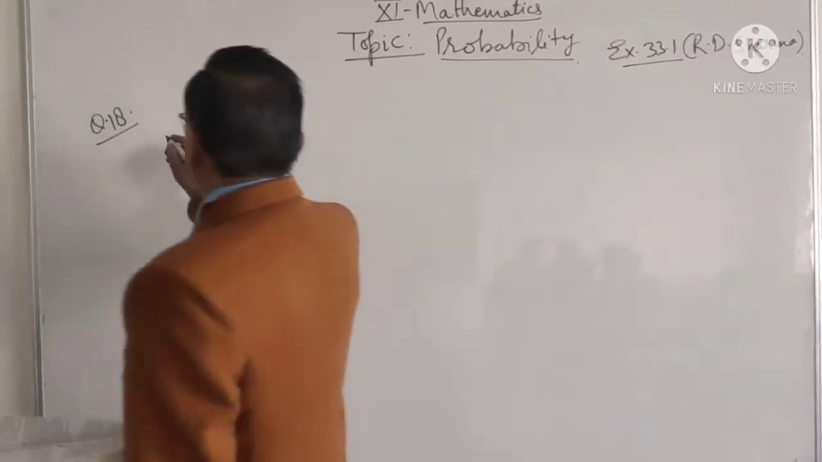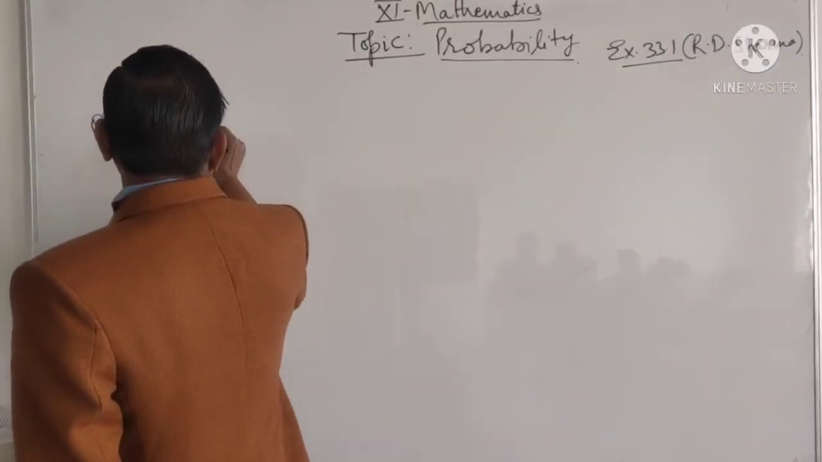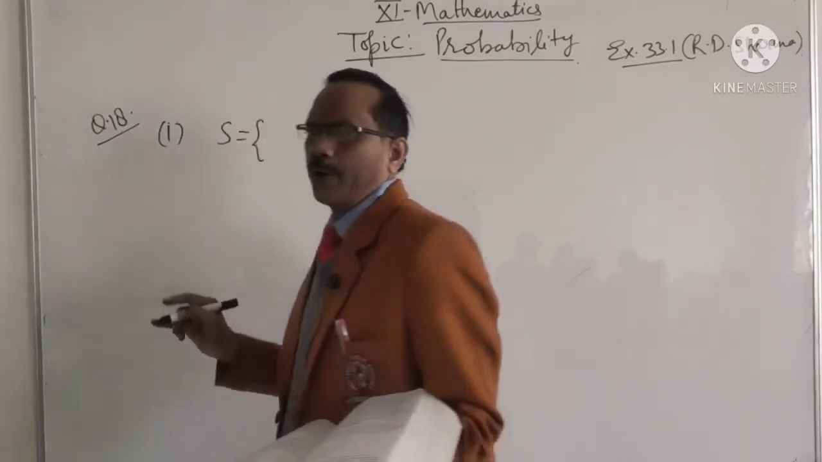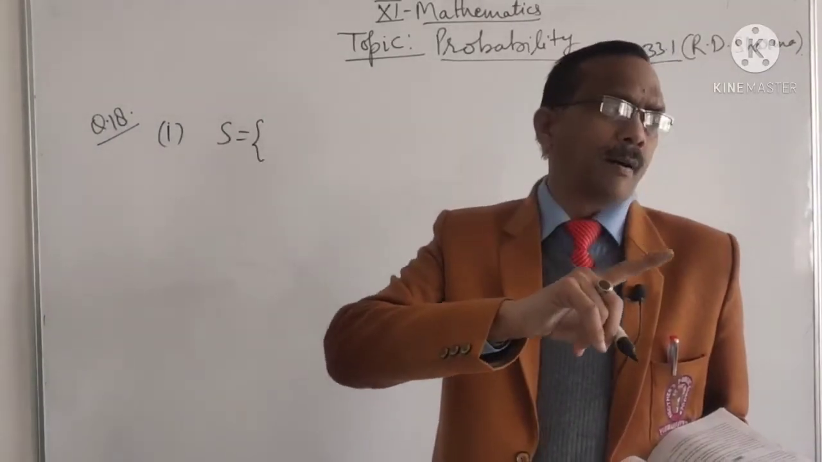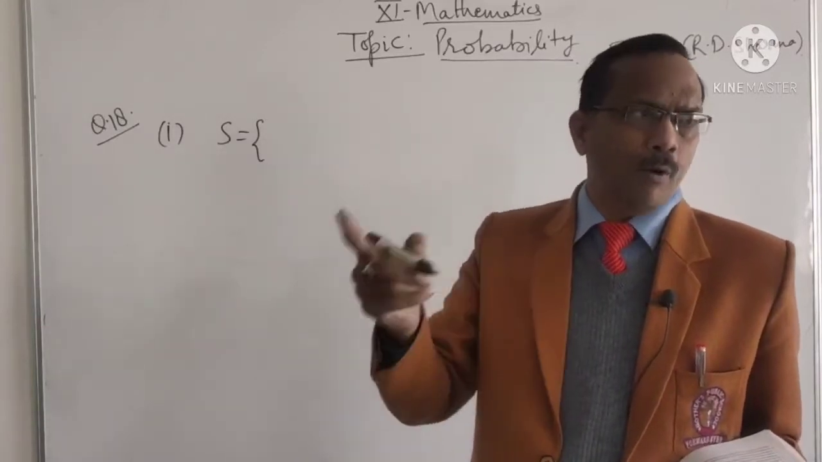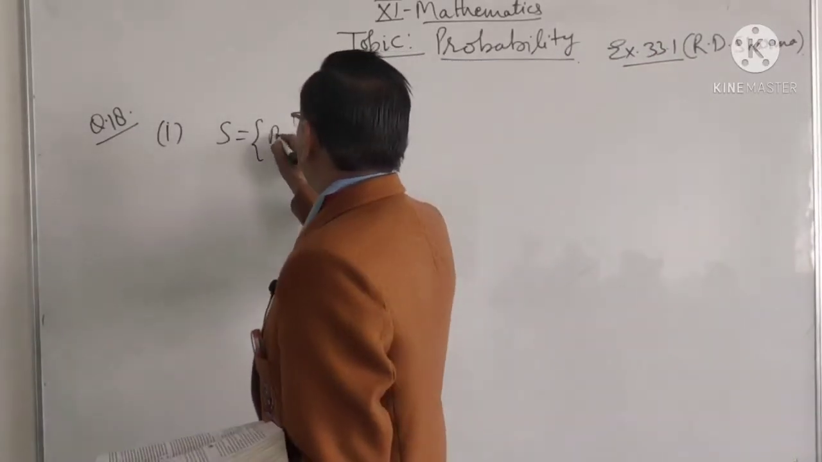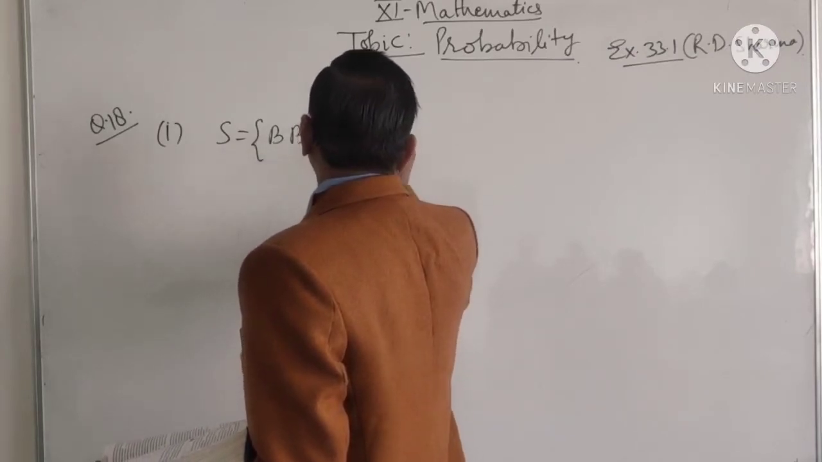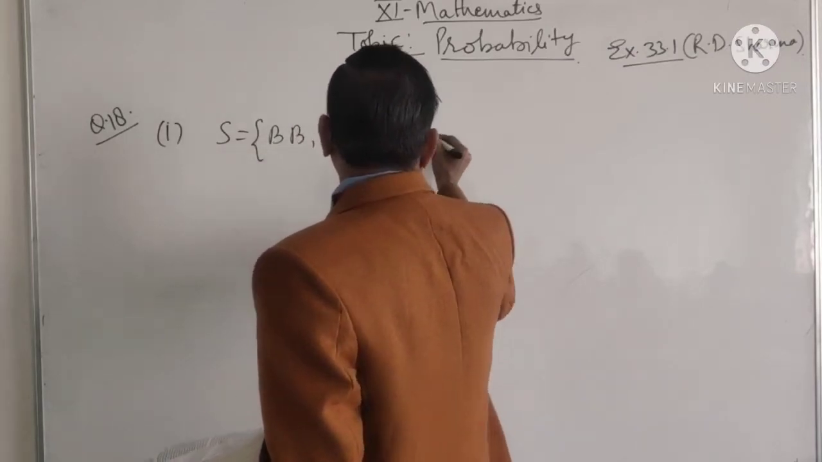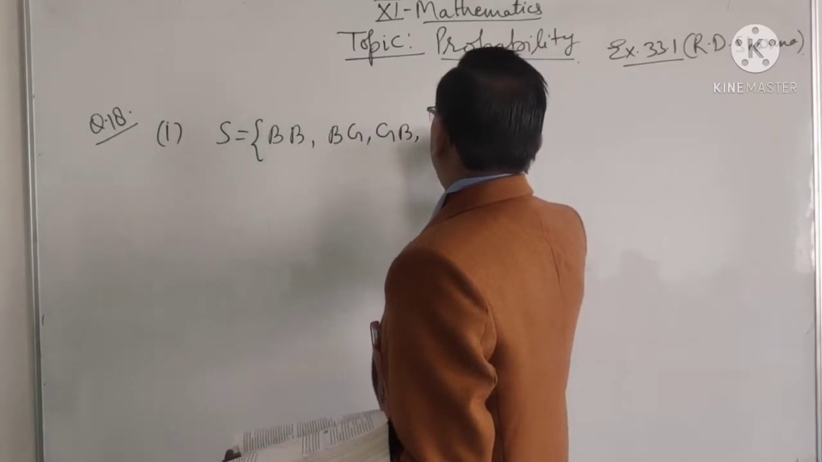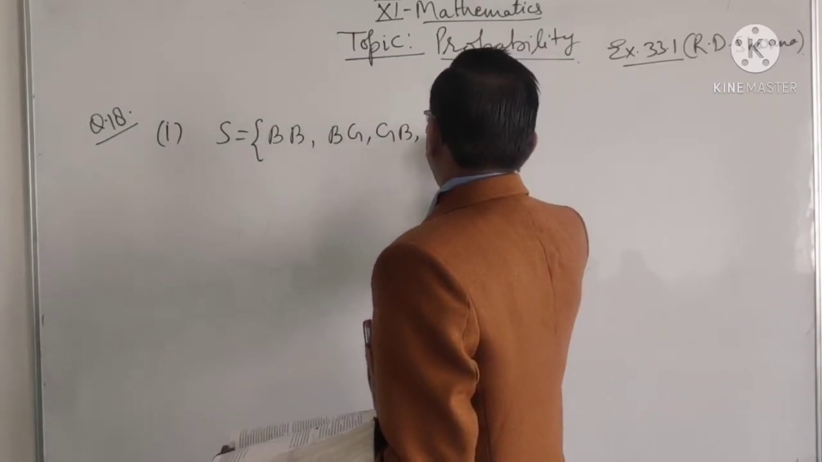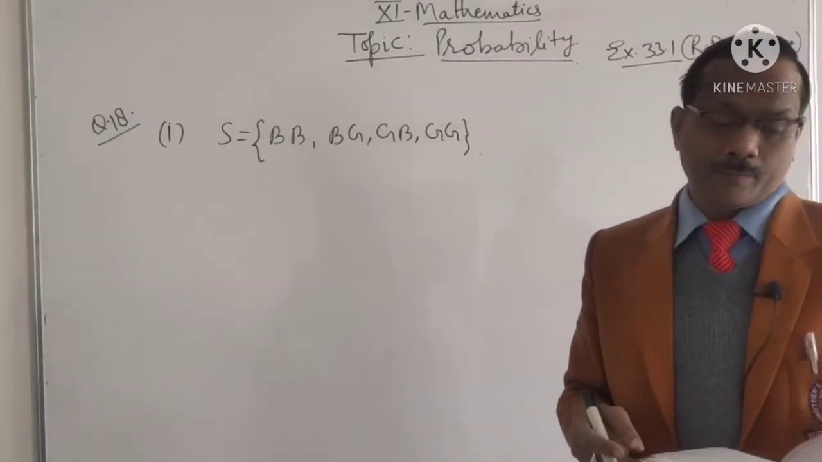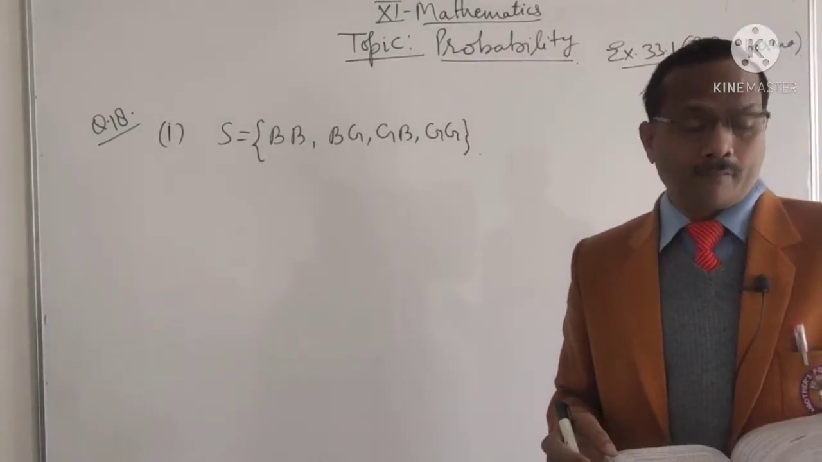So in the first case, S equals first child may be a boy, second also may be a boy, boy girl, girl boy, and girl girl. Boy and girl in order of their birth.